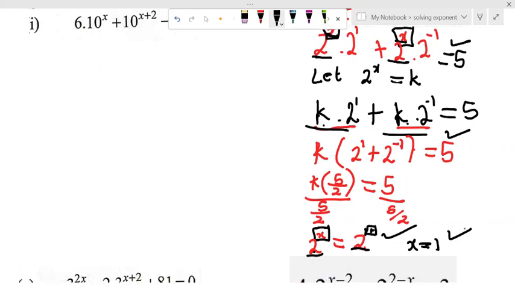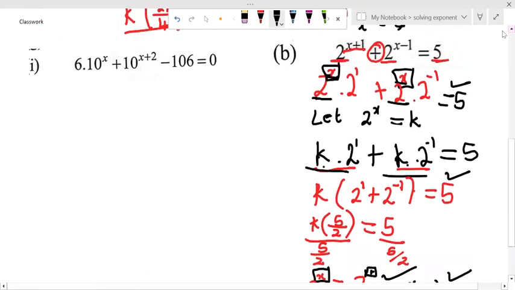Now let's move on to the next question then. I want to relate these 2 questions basically. Now, if we look at this one, we have 10 to the power of x, and then we have 10 to the power of x plus 2, equals 106. Now, here, first thing that we do, we say if something has an index, we're going to change it into a prime product.